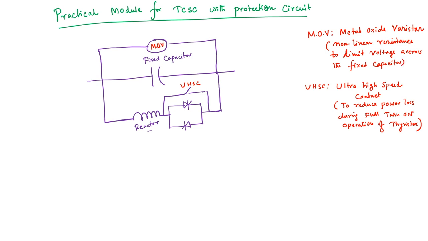So, the philosophy behind this MOV is to protect this fixed capacitor from the sudden rise in voltage or from sudden over voltage. The basic purpose of this MOV is to protect the fixed capacitor. Now, what else is involved in it? We also have an inductor here and a circuit breaker.